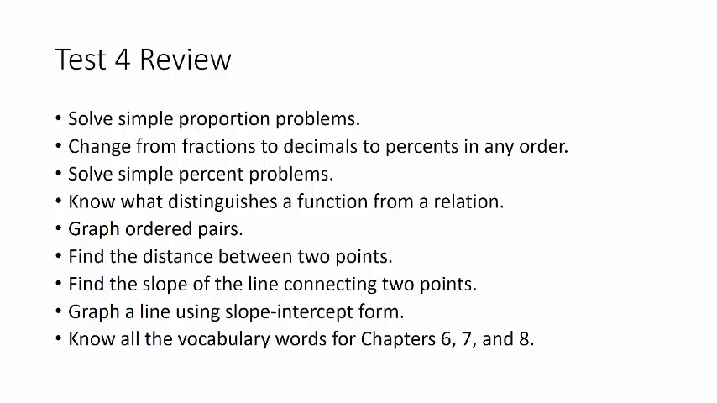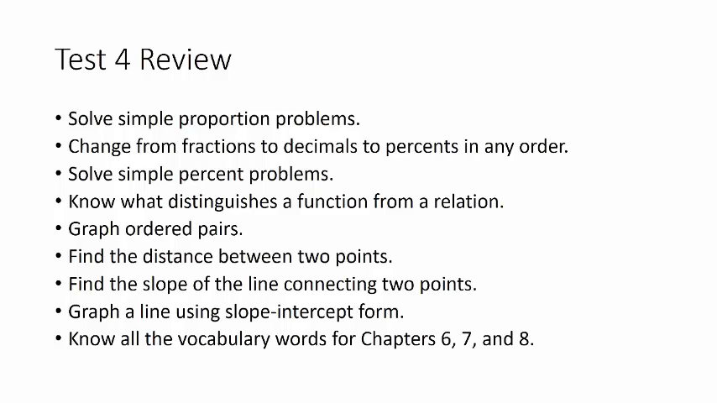The next item, graph ordered pairs. The main problem students have with graphing ordered pairs is they graph them backwards. Make sure you review how to graph ordered pairs. The next two items involve distance and slope. There's a formula for each of these. You need to know the formulas for distance and for slope and be able to compute the distance between 2 points and the slope of the line containing 2 points.